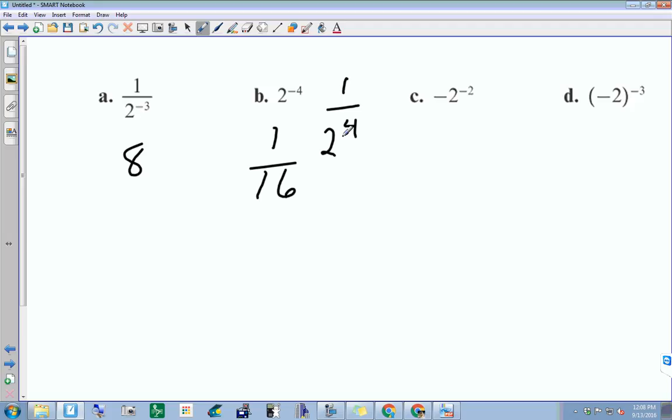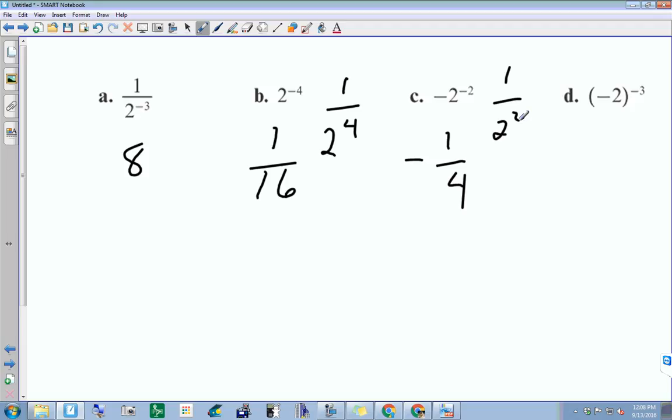Let's try this. Number 1, Mr. Anderson, what do you got for C? Negative 1 over 4, absolutely correct. The negative stays out in front, and it turns out to be 1 over 2 squared. And let's see, one more here. 6, that gets us. Kaya, what'd you get for D?